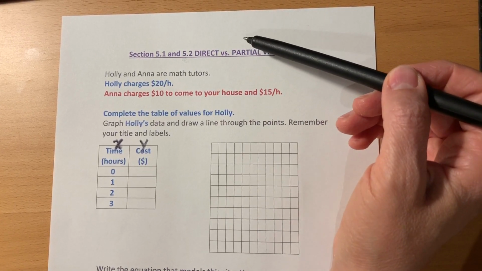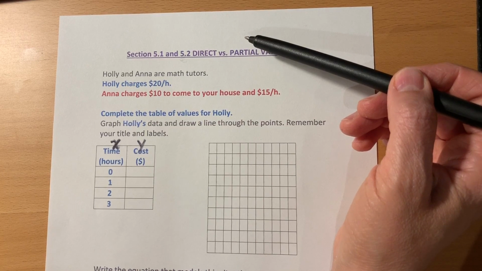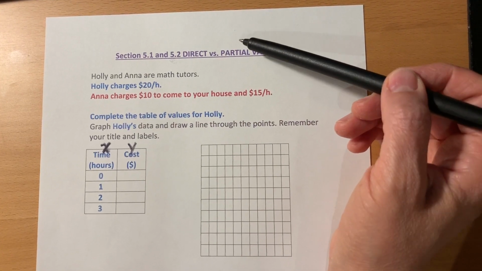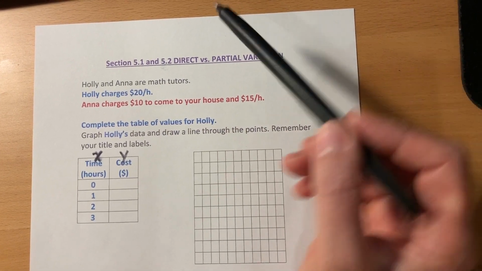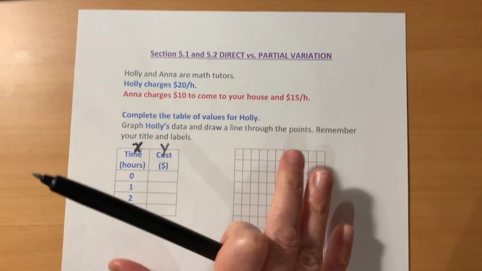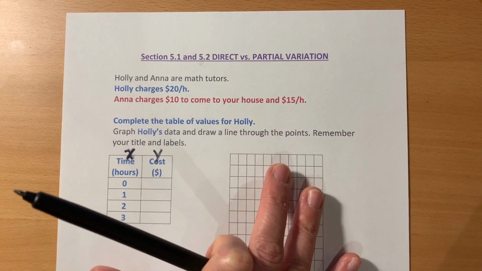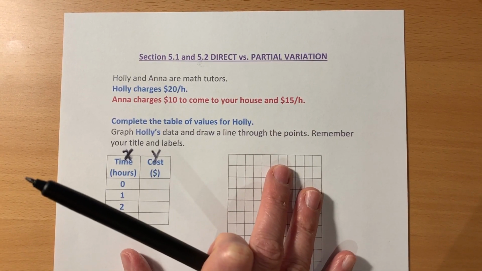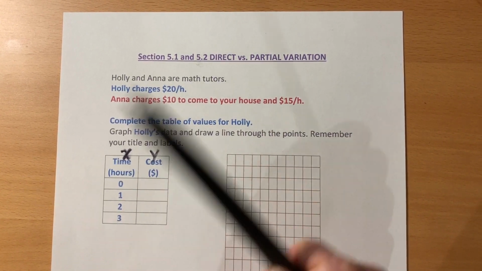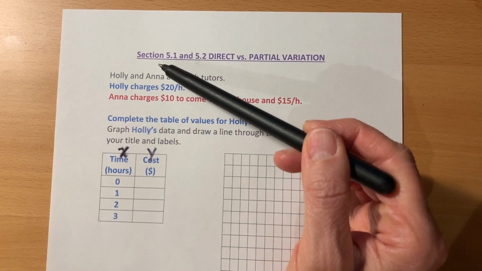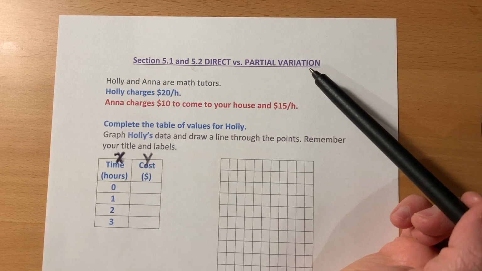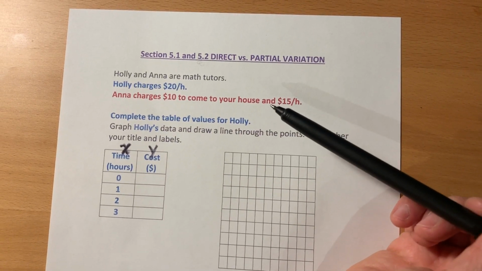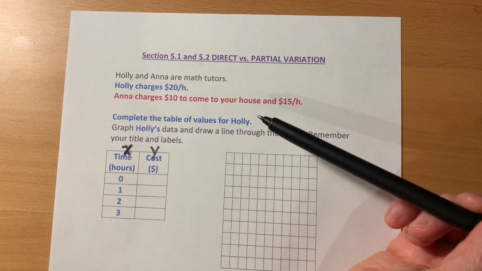This here is Chapter 5, Modeling Graphs, and you'll find the videos, of course, in the content section and in the announcement section. You're going to find a completed copy of this lesson in the content section. We're going to be looking at sections 5.1 and 5.2, direct versus partial variation, and it'll make more sense once we look at a couple of application examples.